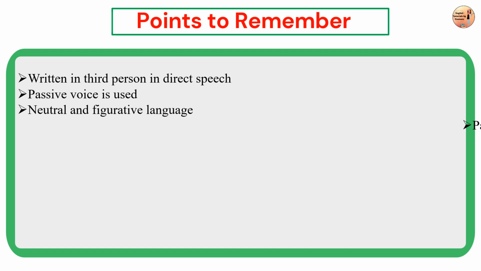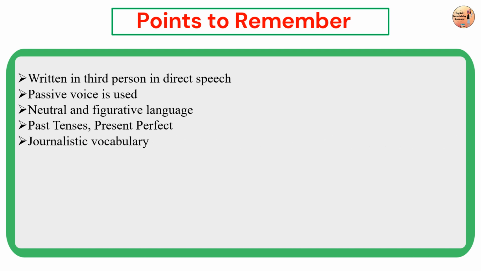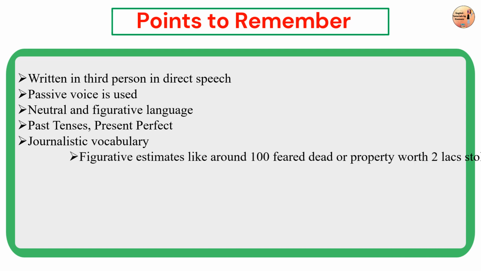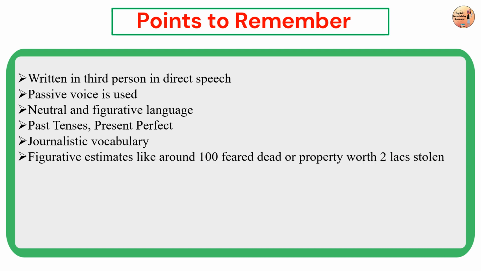Since the events reported are of the recent past, the simple past, present perfect, past perfect, and past continuous tenses are used. A typical journalistic vocabulary is used, for example, according to sources or according to a spokesperson. Instead of giving vague estimates like many dead or lakhs stolen, it is better to give an estimate closer to the fact, like around 100 feared dead or property worth 2 lakhs stolen.